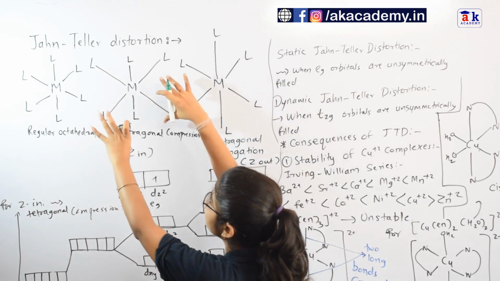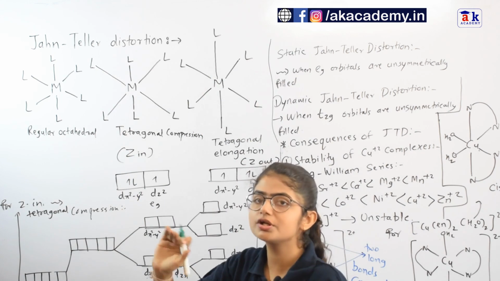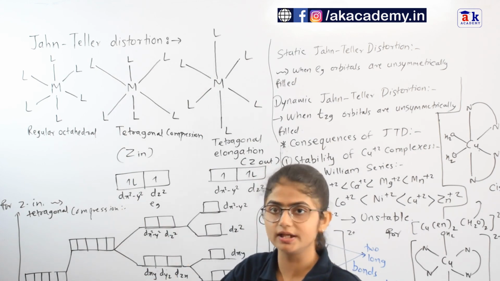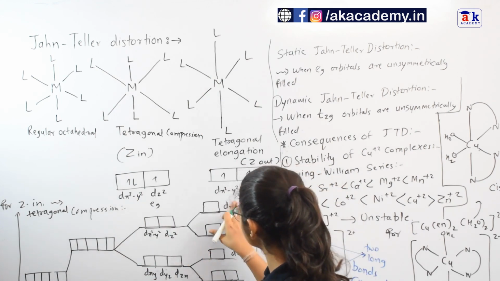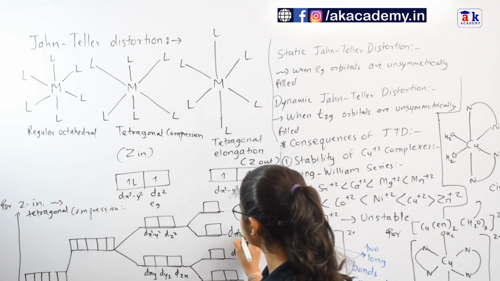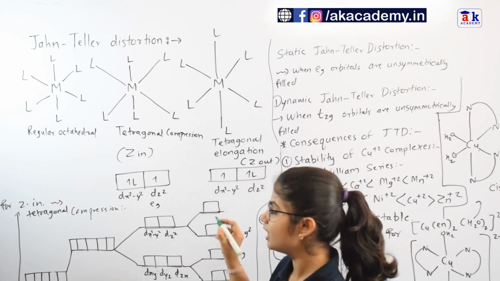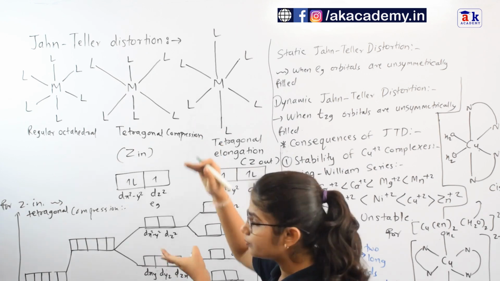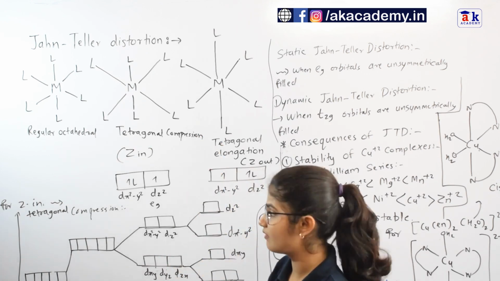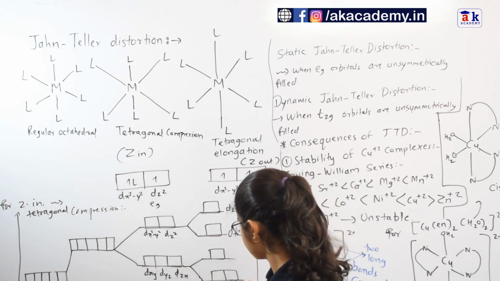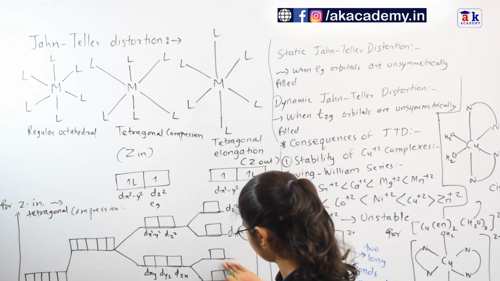And since the xy-containing orbitals are moving away from the metal cation, the repulsion will be less and the energy will also be less. So in this particular scenario, the dx² − y² orbital is going to have lower energy, and the dz² orbital, because it is closer to the metal cation, will have more energy. And a similar explanation applies here also.